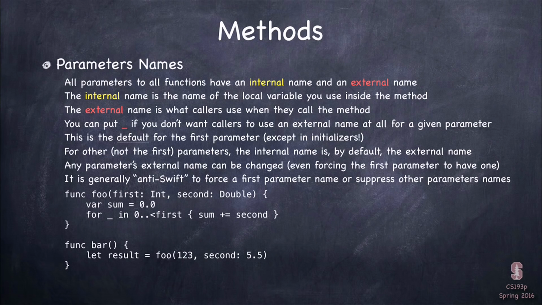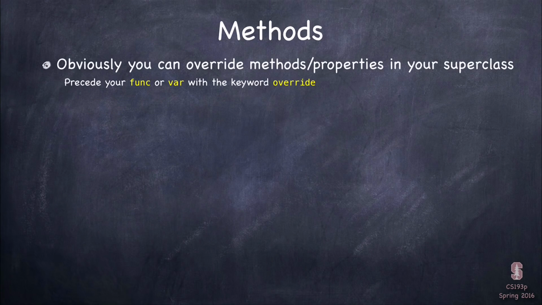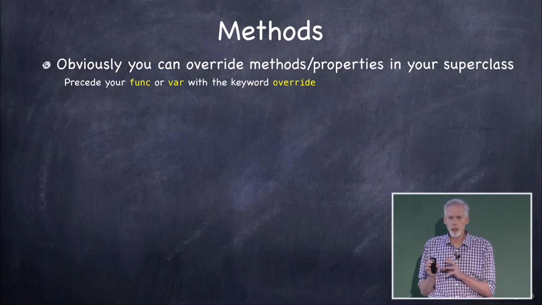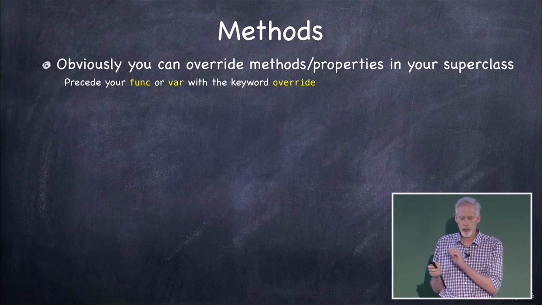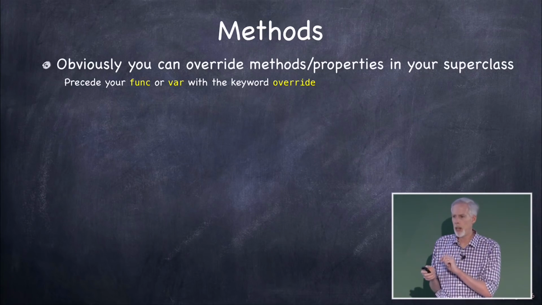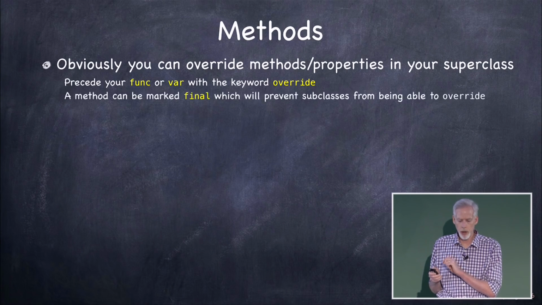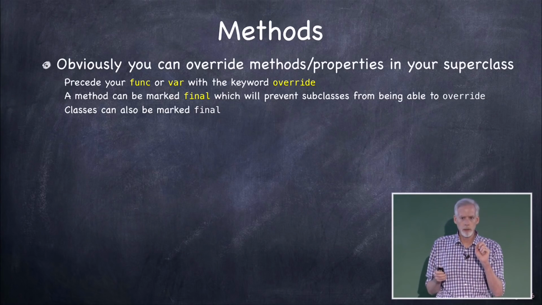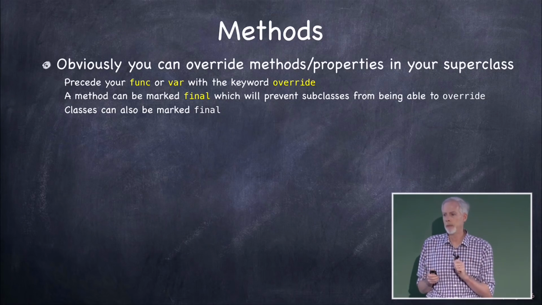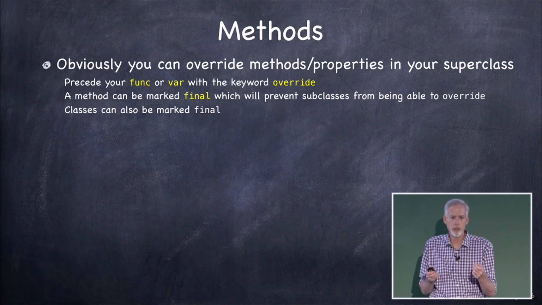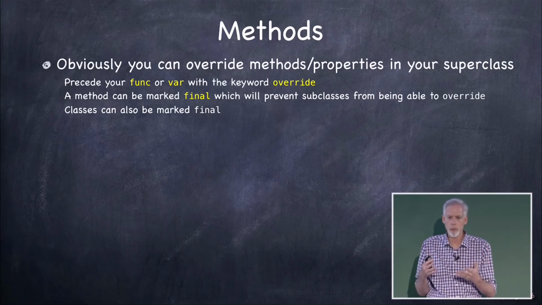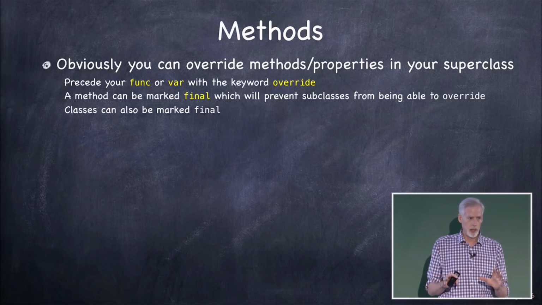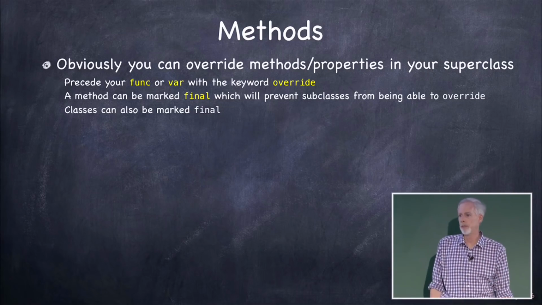Now, methods are obviously overridable. This is object-oriented programming, right? And the way you do it, you just put the word override in front of the func or var. Both properties and functions can be overridden. So you put override in there. It is possible to mark a method or a property final, in which case no one can subclass it. A subclass can't say override that thing. The compiler won't let them. You can also mark an entire class final, and then the whole thing is not subclassable.